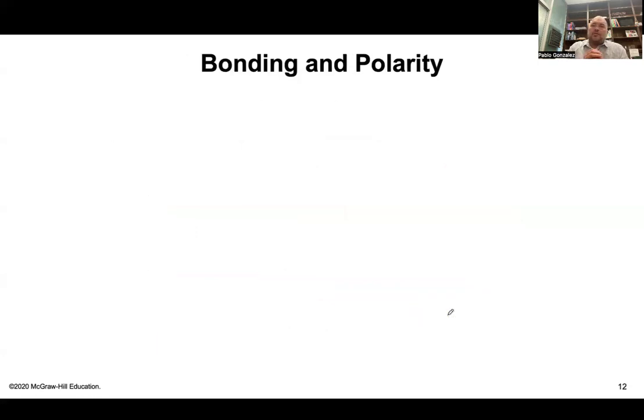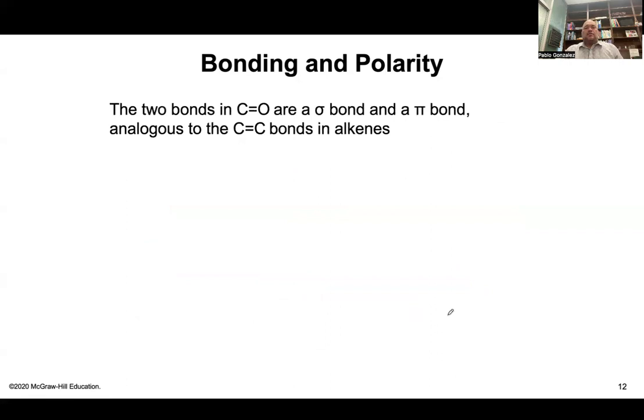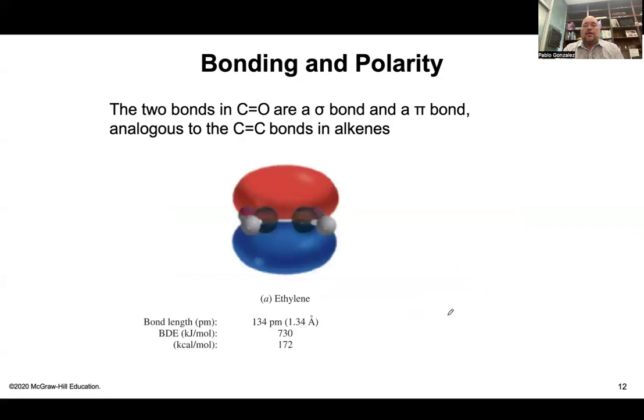Let's talk about the bonding and polarity. The 2 bonds in the carbonyl are a sigma bond and a pi bond, as I mentioned at the beginning, analogous to the carbon double bond carbon in the alkenes. So we have here ethylene, that is a carbon double bond carbon, and the bond length of this carbon bond is 134 picometers. And the bond dissociation energy, to break this bond you need around 730 kilojoules per mole or 172 kilocalories per mole. This is basically the energy that you may need to break this bond.